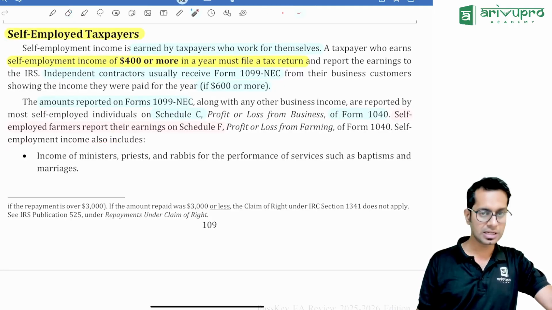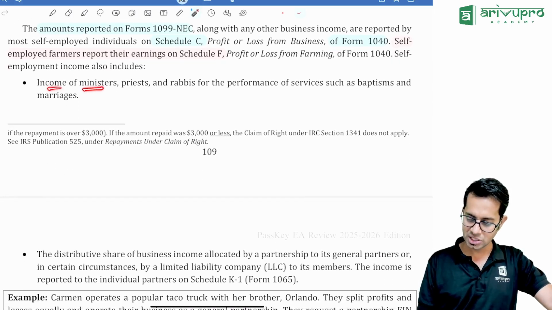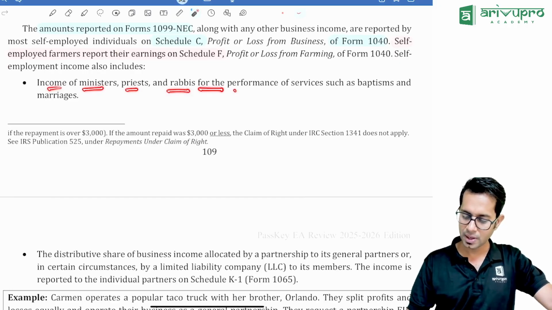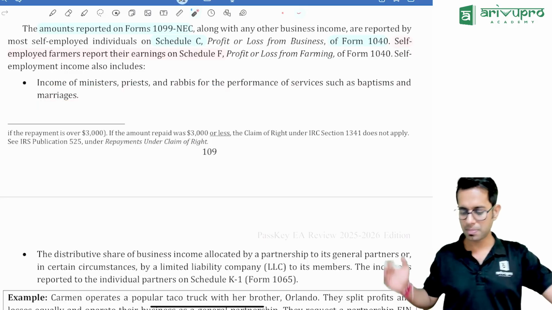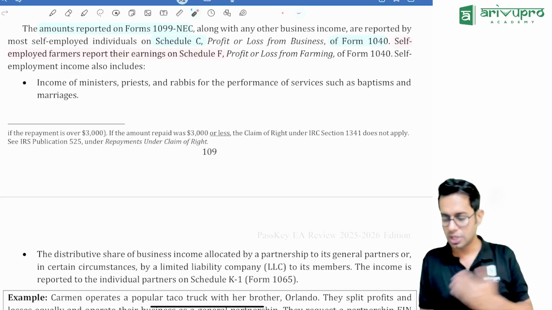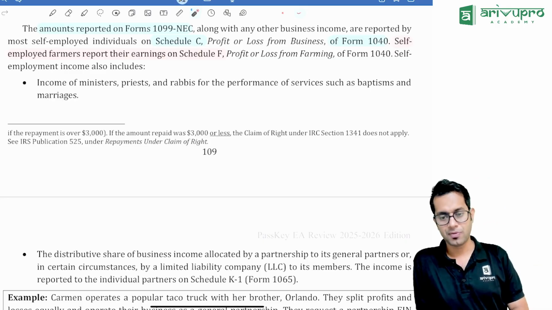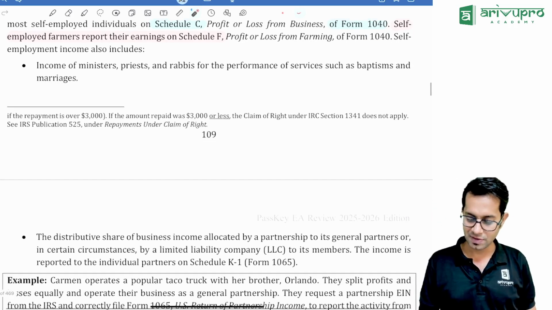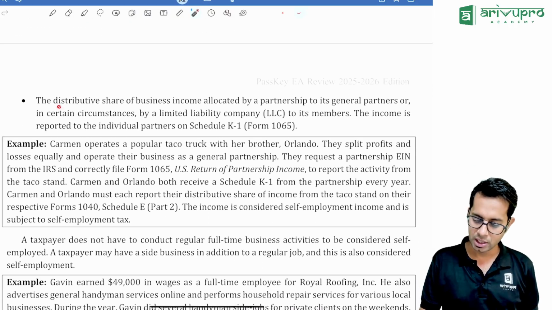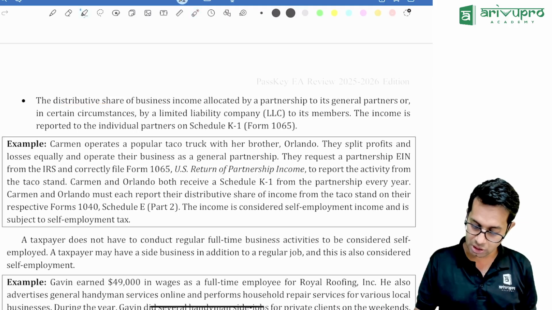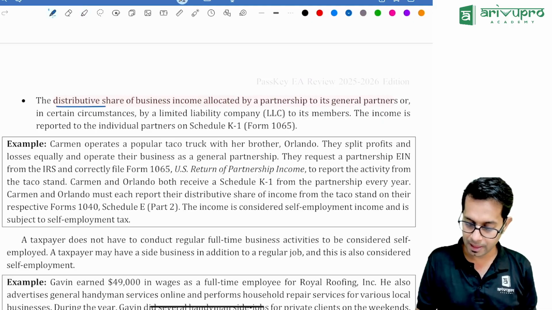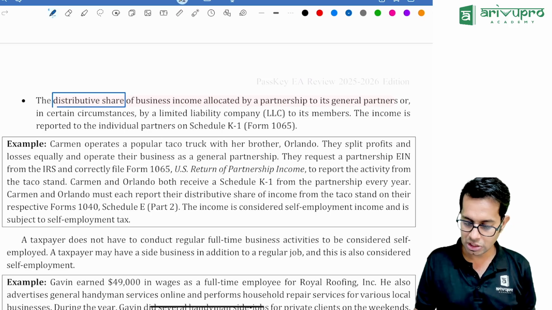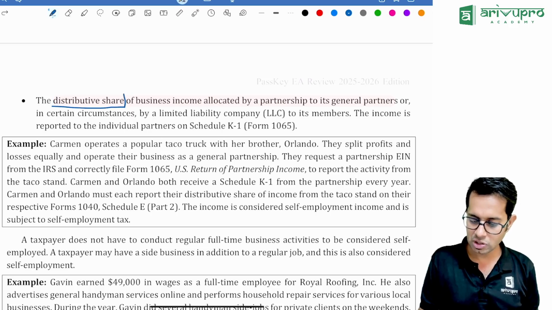What is included in self-employment income? Income of ministers, priests, rabbis from performance of services such as baptisms and marriages. Whatever services church people perform, those services will be treated as self-employment income. Distributive share of business income allocated by a partnership to their general partners. This is important. What do you mean by distributive share? It is the share in profit of partnership.